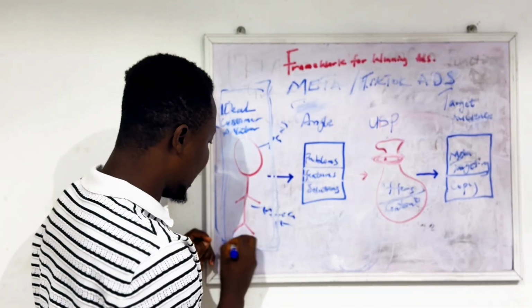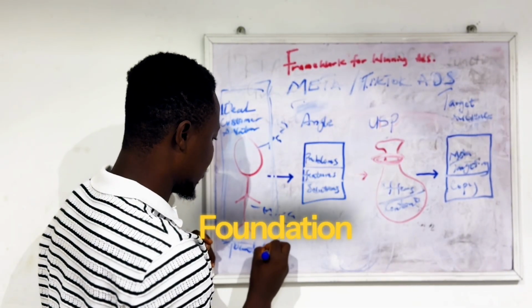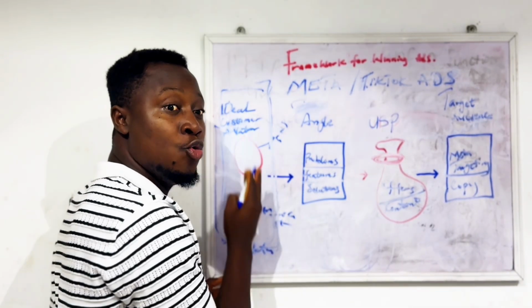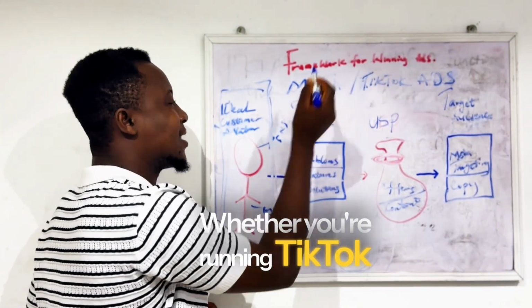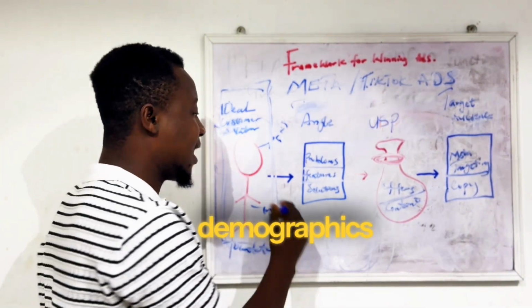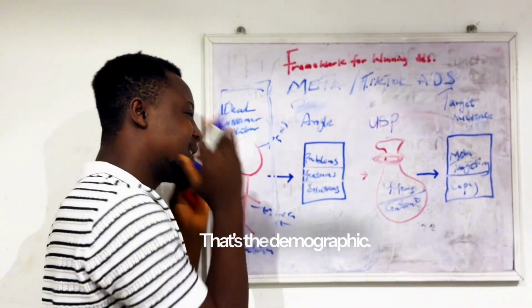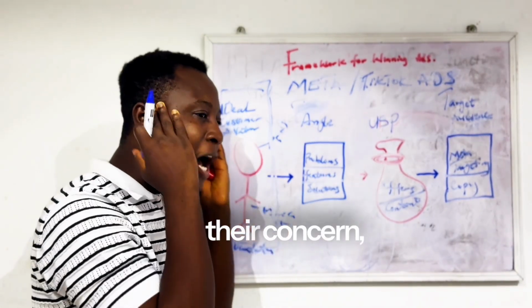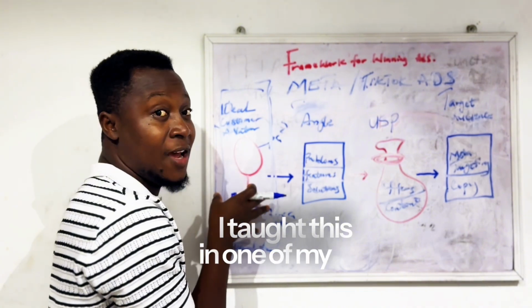Let me write it down. Foundation of your ad: your ideal customer avatar, who you're going to sell to. Whether you're running TikTok ads or Meta ads, you need to understand your ideal customer avatar. And I said it's divided into demographics, like age and location, and psychographics, like their fear, their concern, how they are going to think. I taught this in one of my live classes too.